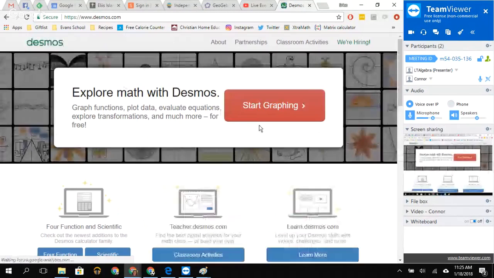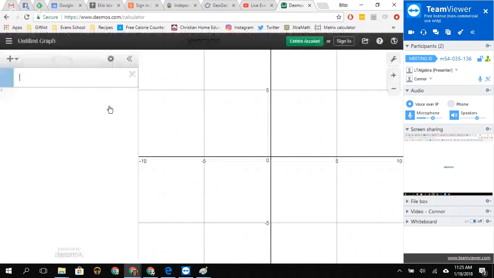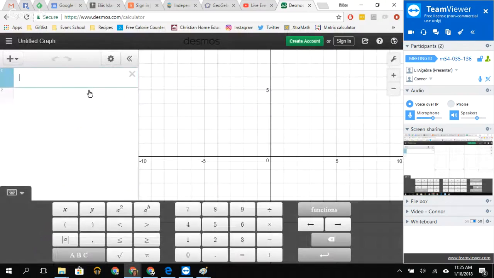Just to kind of prove it's true. All right, so obviously we know what the square root of 64 is, but if I do 64 to the 1/2 power, I also get 8. Just another way of evaluating that.